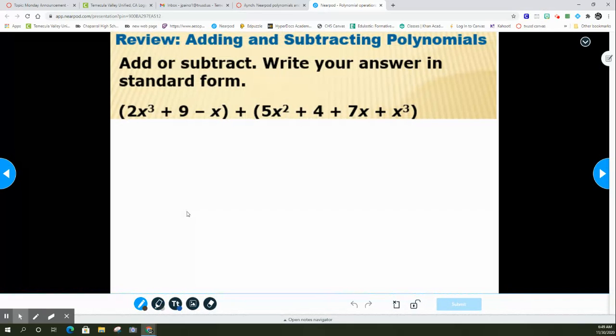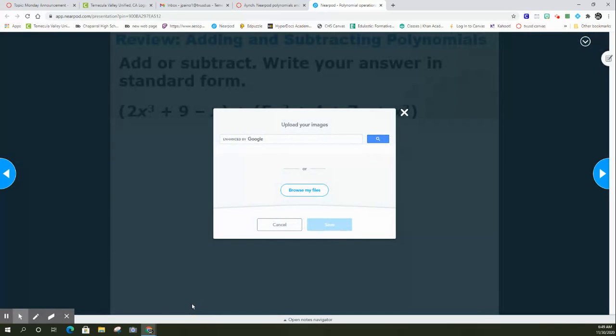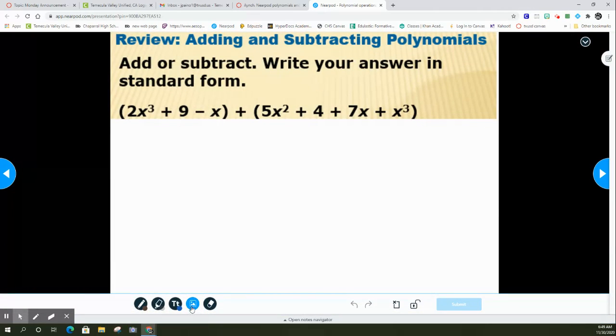All right, so here's where you're going to do your work. If you have this button down here, this button is going to let you put an image on. Once it's on your computer, you can just browse and look for the image. If your Nearpod does not have that button, you're going to use the draw-out feature and do your work. So I'll do a couple examples throughout this.